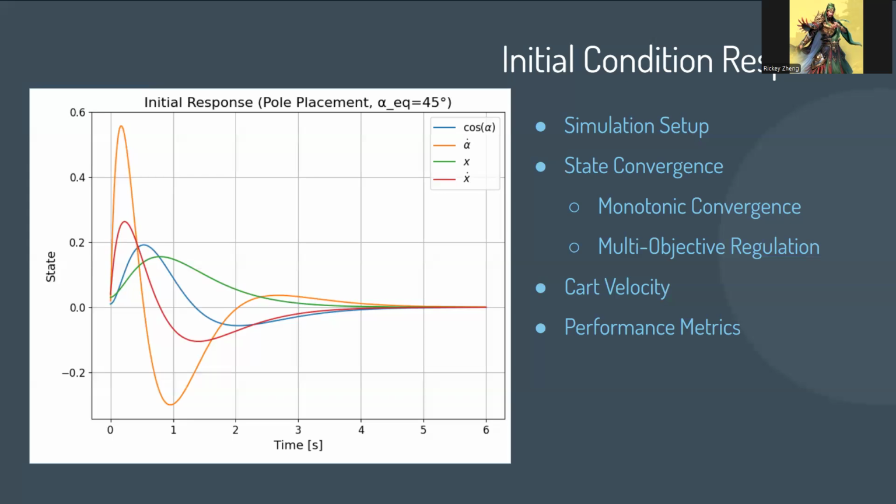Cart velocity also returns to 0, confirming full state convergence and restoration of equilibrium. The controller manages both rotational and translational dynamics efficiently, even from a significantly disturbed starting condition. The selected pole locations provide balanced damping, yielding smooth, non-oscillatory convergence without excessive control.